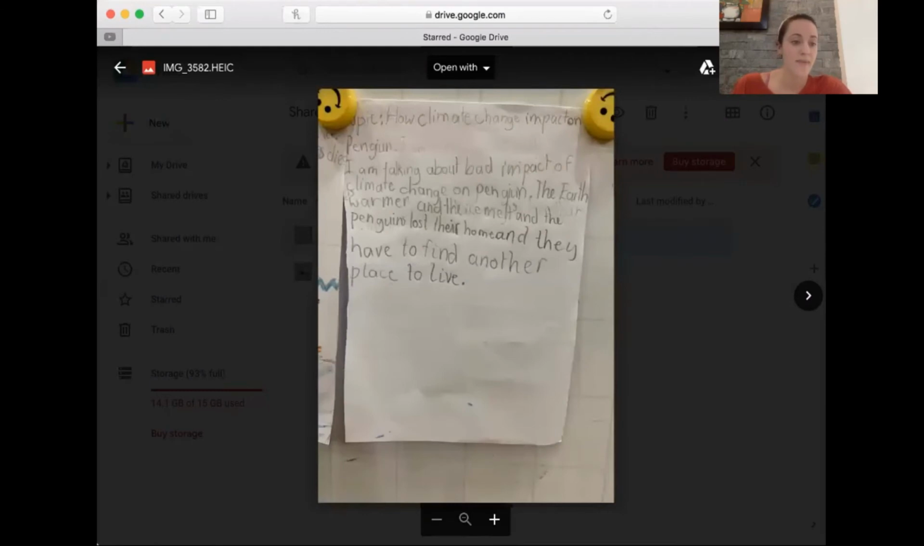Minha talks about the penguin. Minha, could you tell me some stuff you wrote about the penguin and climate change? The penguin has a bad impact from climate change because the earth is warmer and the ice melts and the penguin loses their home. They have to find another place to live.